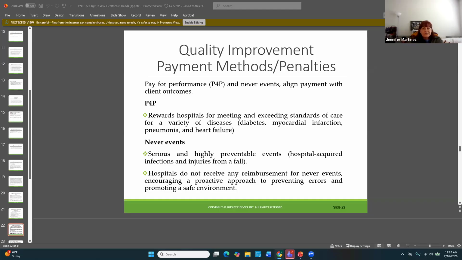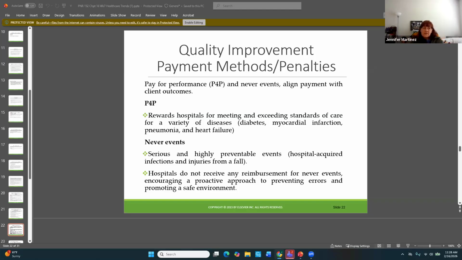and other things that would fall under this: medication errors, incompatible blood transfusions, and impersonation of a healthcare provider. That's another one. We think of all of those nurses out there that were practicing without good licenses, or pretending to be nurses and not being a nurse. That would also fall under a never event.